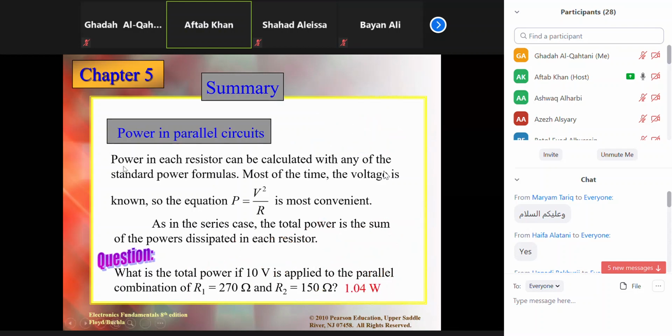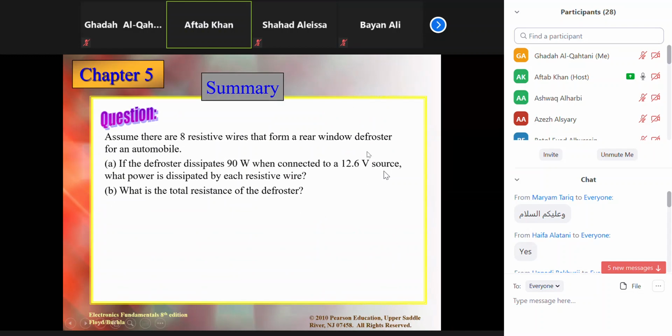All right. Now, see the next question. So assume there are 8 resistive wires that form a rear window defroster for an automobile. Okay, do you know a rear window defroster? Anyone knows about it? No. No one knows this one.